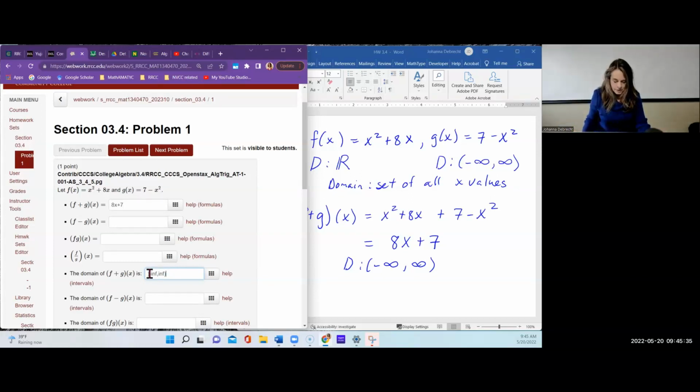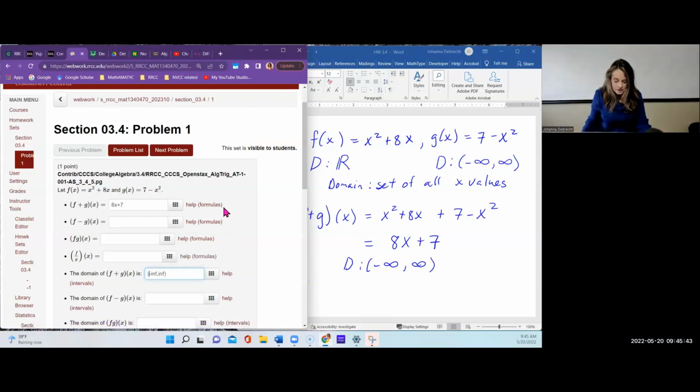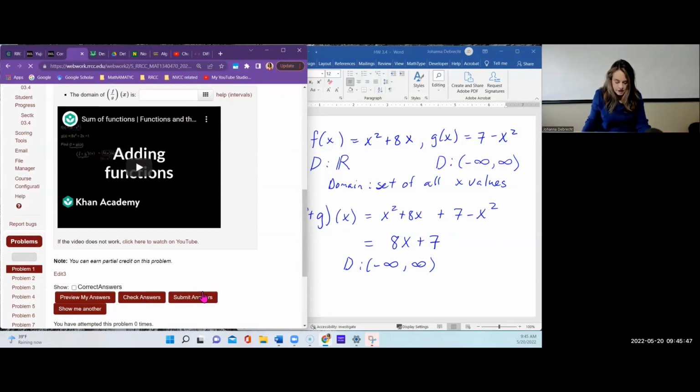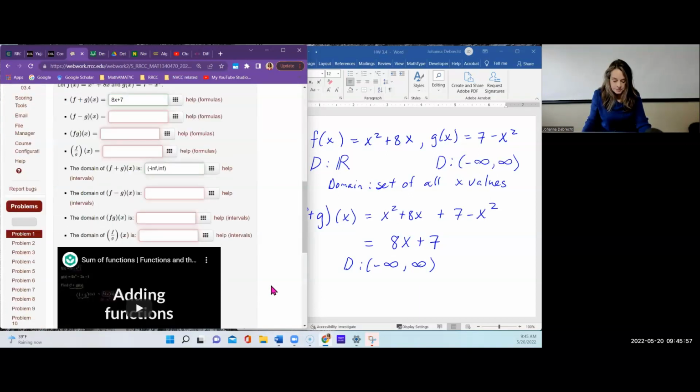Oops, I've got a backwards parenthesis. I'll have to fix that one. Now it looks right. If I check this, let's see if we got green checks for the parts I filled in. The parts I filled in are correct. Let's take a look at the other pieces now.